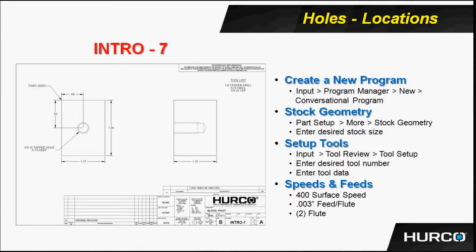Now here we see print intro 7. This print is going to have just one single drilled hole in the center of this block. There's 3 tools, a center drill, a drill, and a tap. And as we've talked about in the past, you've got the bulleted points on the side explaining how to start your program and what the speeds and feeds for that particular program should be. So go ahead and give intro 7 a try. And as always, there is a separate video, step-by-step programming help for this particular print if it is necessary.